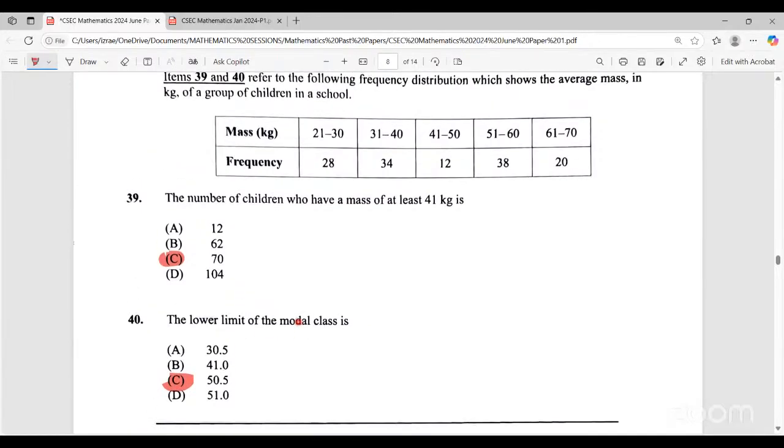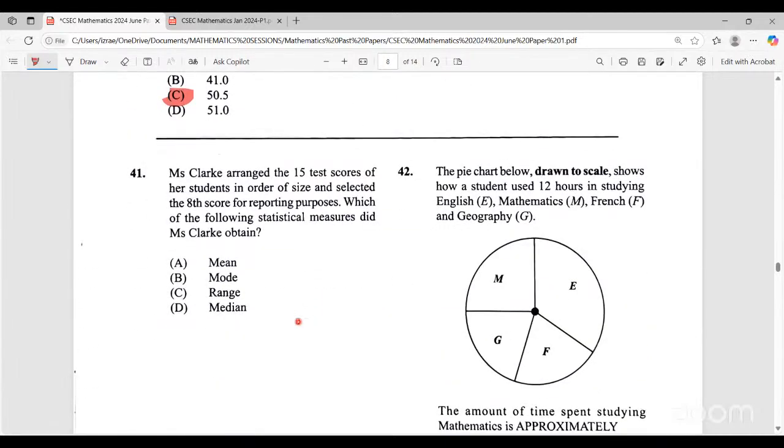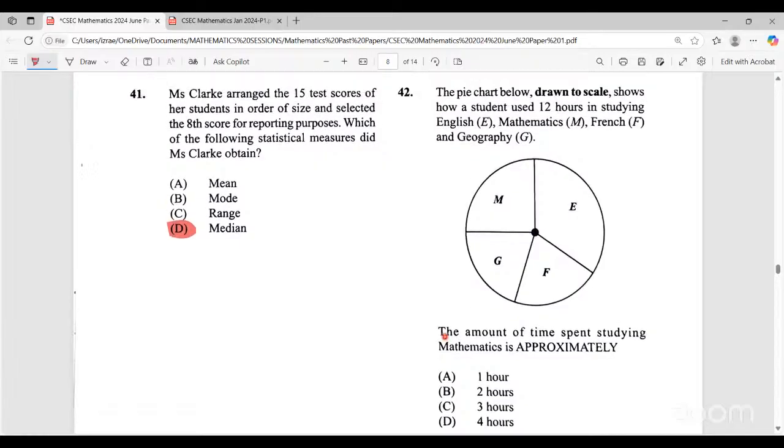All right. Cool. 41. Ms. Clark arranged the 15 test scores of a student in order of size, selected the 8th score, which measure of central tendency did Ms. Clark obtain? That is your median, halfway through 15. 7.5, approximately 8. So that's your median. That's D. 42. Pie chart drawn to scale, showing 12 hours spent studying English, math, French, and geography. The amount of time spent studying maths is approximately what?